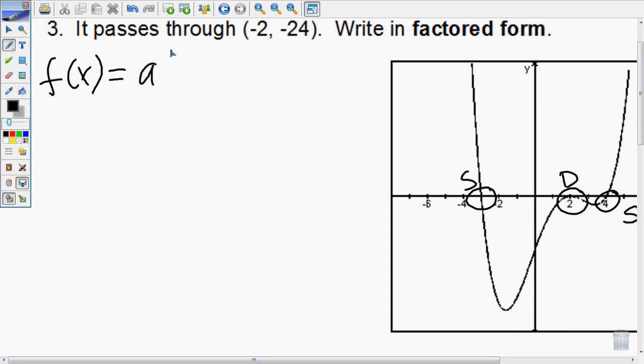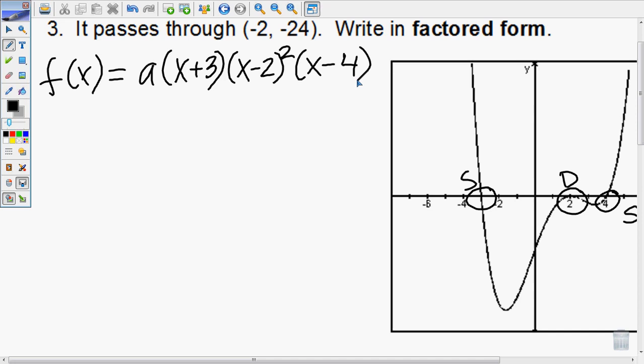So I have A times x plus 3 times x minus 2 squared and x minus 4. Alright, so I have my beginning factored form.